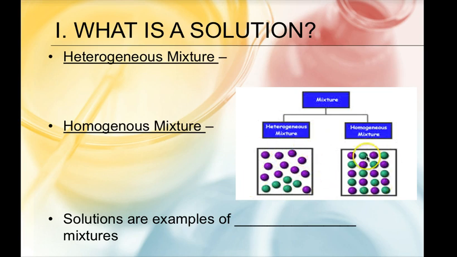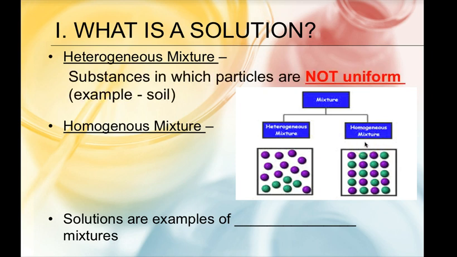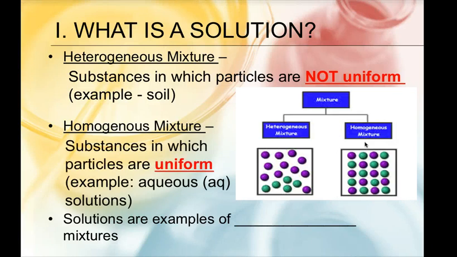If you look at the one on the right, you notice how they are. Of course, it's exaggerated, but notice how the purple and green ones are evenly distributed throughout the sample. That's what makes this a homogeneous mixture. So again, in the example at the top, heterogeneous mixtures, the particles are not uniform, the components are not uniform. Soil or dirt, in other words, would be an example. Homogeneous mixtures, the particles or the substances that make up the mixture are uniform. In other words, they are evenly distributed. And another word for homogeneous mixtures would be solutions.